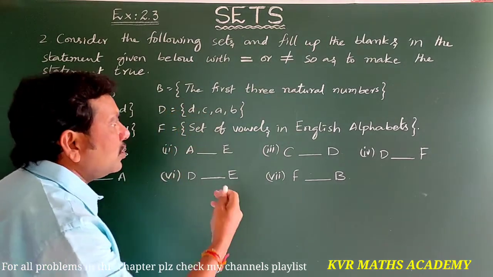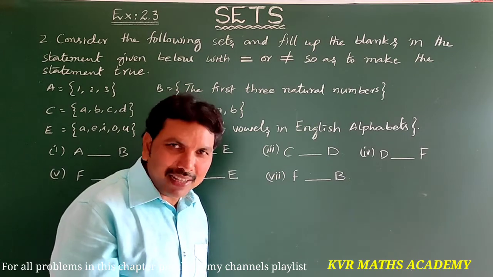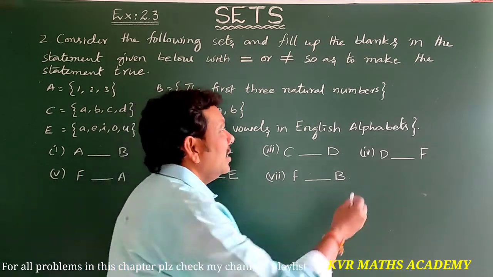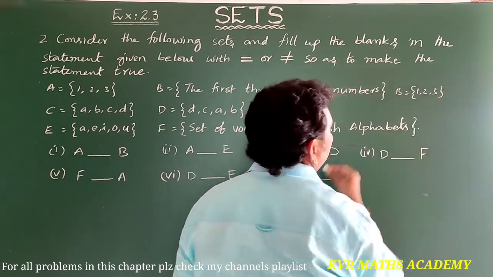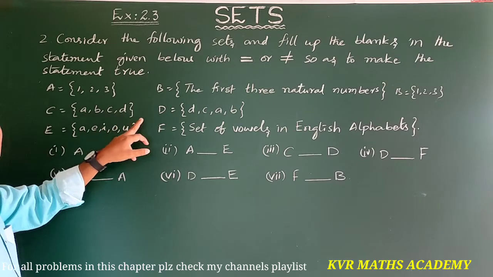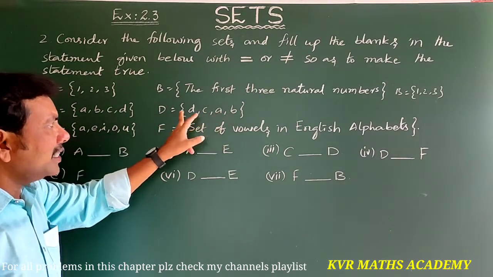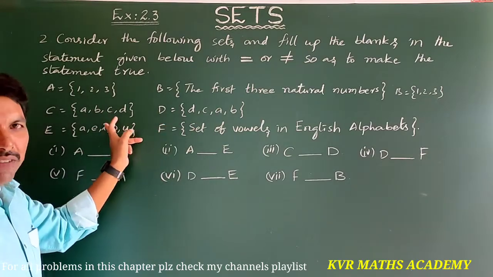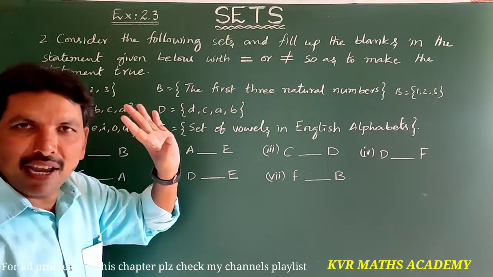Look here, A is equal to set of 1, 2, 3. B is equal to the first three natural numbers. First three natural numbers means 1, 2, 3 only. So B is equal to set of 1, 2, 3 only. Next here, C is equal to a, b, c, d. D is equal to d, c, a, b, which means a, b, c, d. See here, these both are equal. Here also this is 1, 2, 3 and this is also 1, 2, 3. These both are also equal.